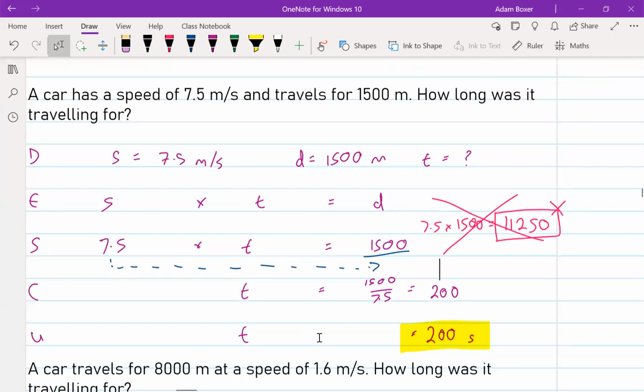Now, the second common answer that people will have got wrong will be if they got something like 0.005. And the way they would have got that is by doing this the wrong way around. Okay, so if they did 7.5 divided by 1500, that would have given them that, and that would be wrong. So that would also be wrong.